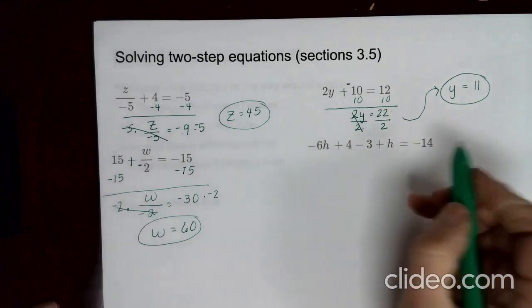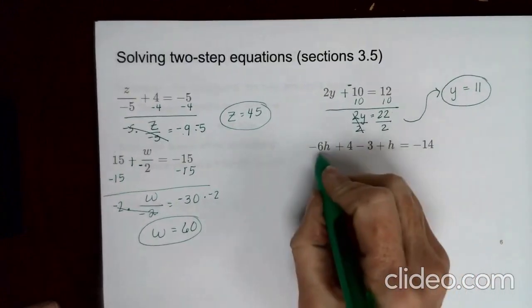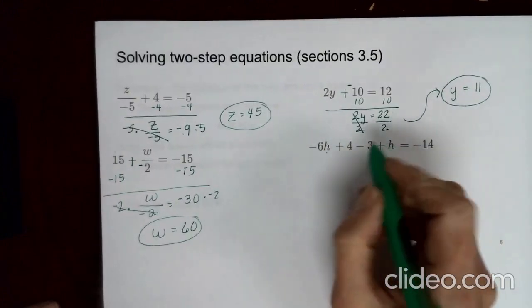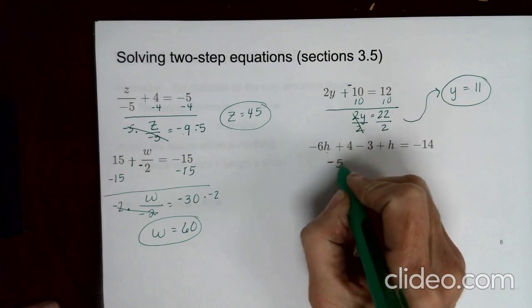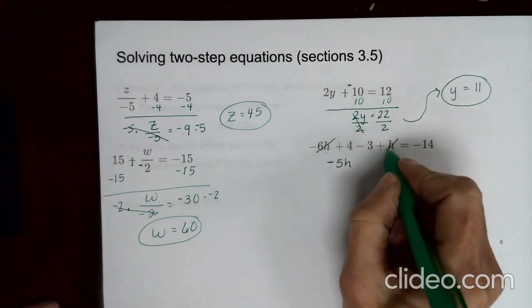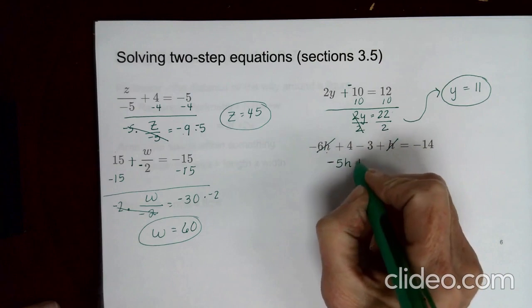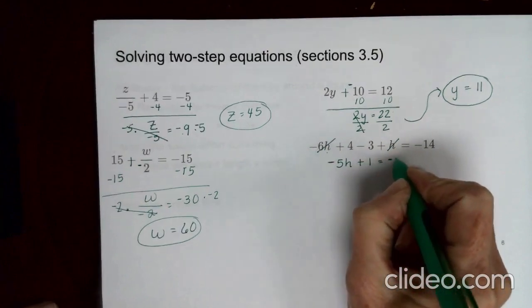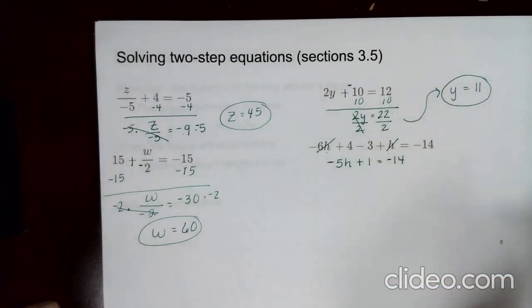These I want to combine like terms first. So I have a negative 6h plus an h. That gives me a negative 5h. And I have a 4 minus 3, which is going to give me a positive 1, equals negative 14. Then I can start my problem.